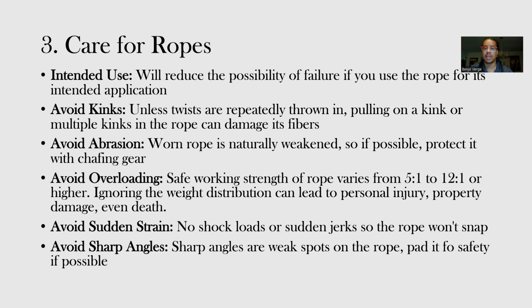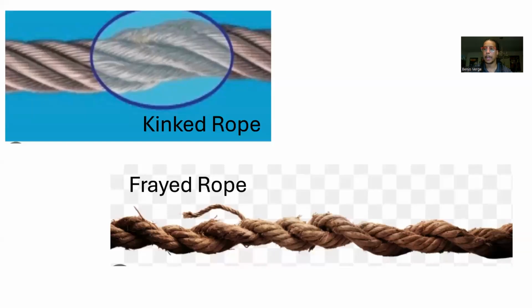Avoid sudden strain. No shock loads or sudden jerks, so the rope won't snap. Avoid sharp angles, and make sure that the sharp angles are not in the weak spots of the rope. Also, you want to go on something more dull rather than sharp, so you won't add wear and tear to the rope, possibly cutting through it. It's basically saying if you have a sharp angle, if you have some type of pattern, use that as well to help with that. These right here are examples of kinked rope and frayed rope.